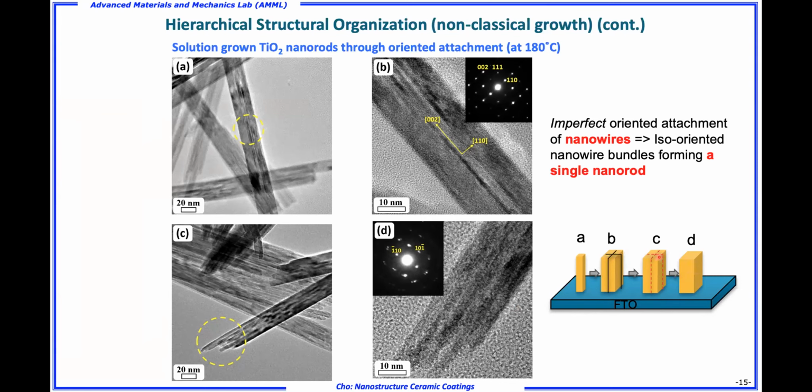That's the stage of this case, so stage C. It is well oriented, but still not perfectly aligned. So this is based upon the non-classical crystallization theory through oriented attachment, but the oriented attachment was not perfect.